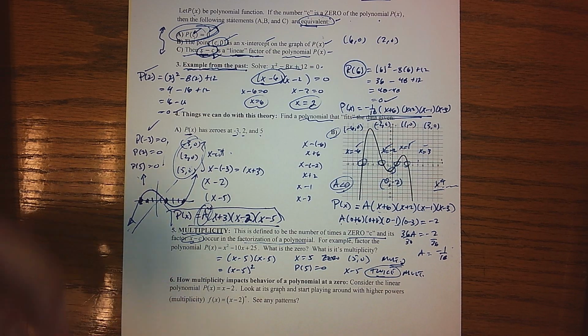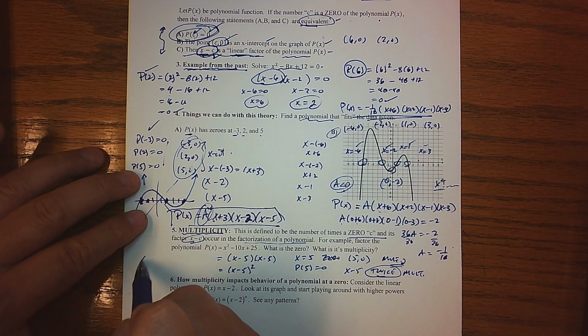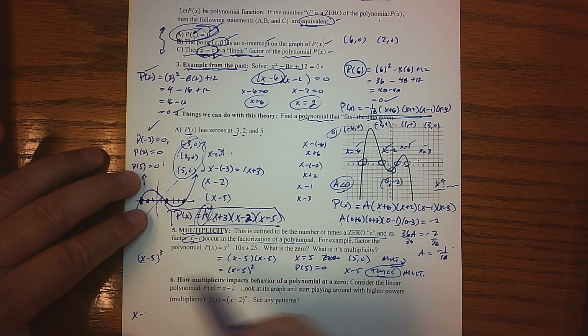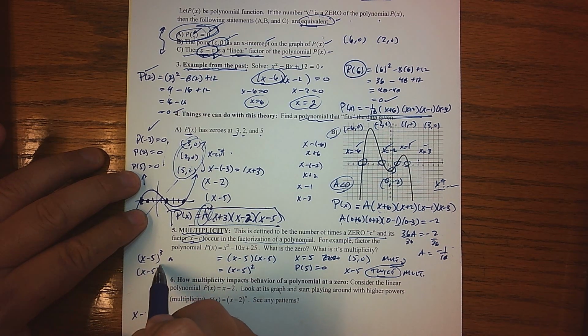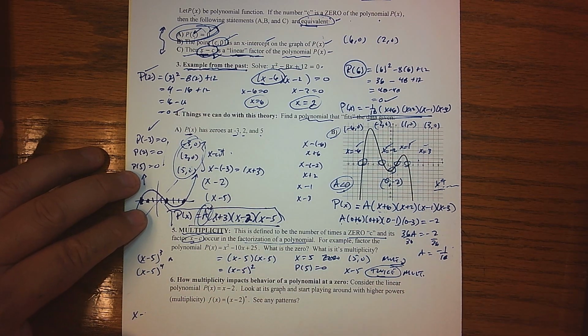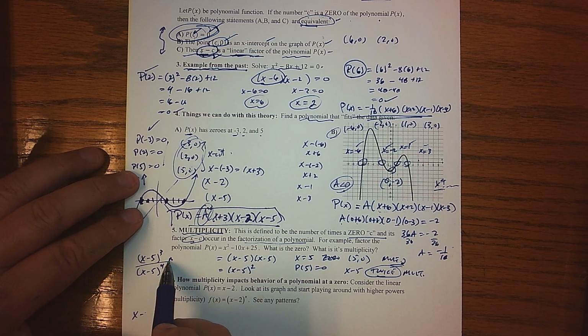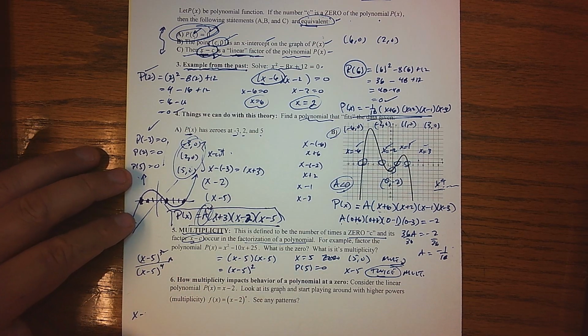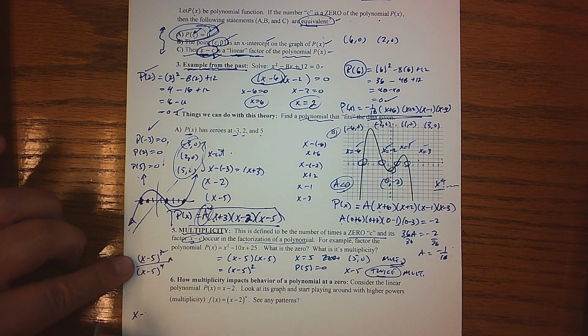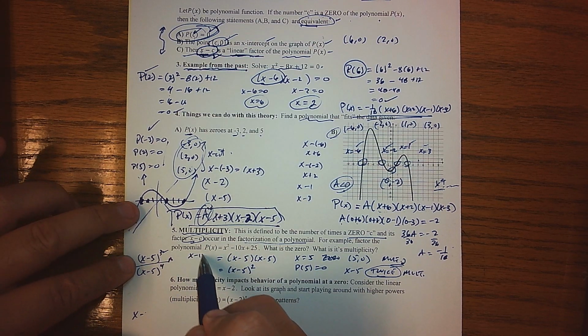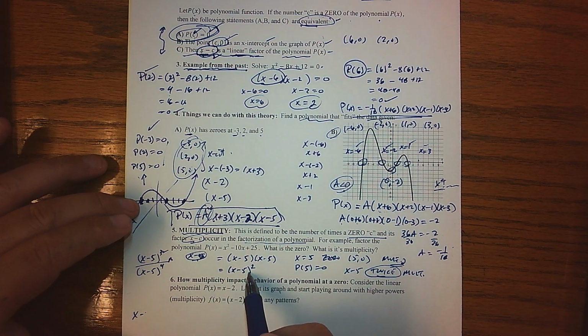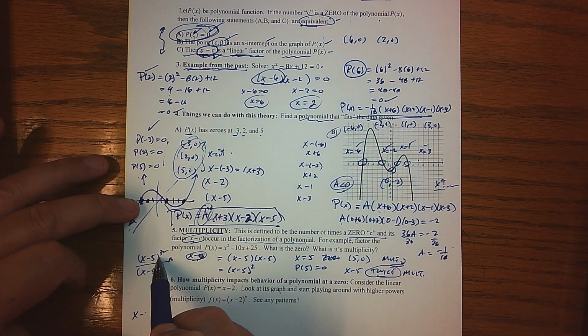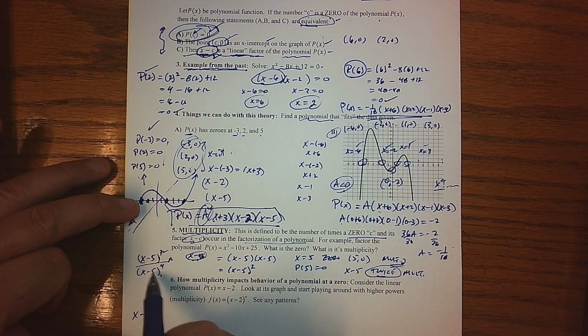If I wanted something to be multiplicity 3, then I would say x minus 5 to the third, and we would say that 5 has a multiplicity of 3. If I wanted a multiplicity of 4, then that factor would occur 4 times. Of course, by increasing the number of factors, I'm also increasing the degree. So we go from multiplicity 1, which means I'm a line, to multiplicity 2, which means I'm a parabola. Multiplicity 3 would make this a cubic, and multiplicity 4 would make this a fourth degree.